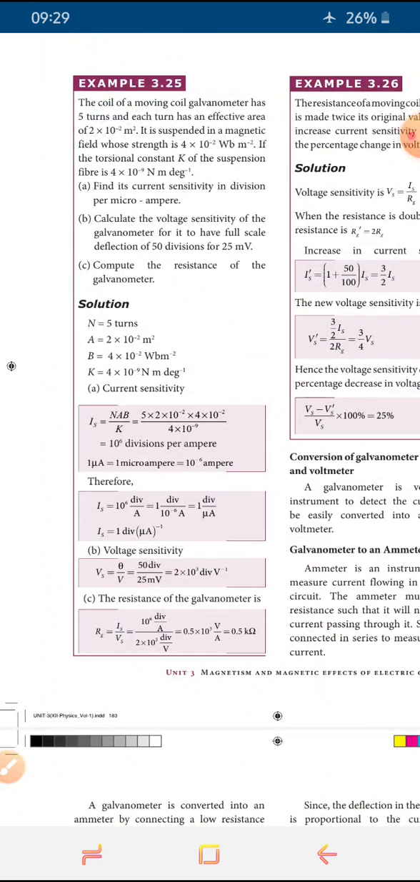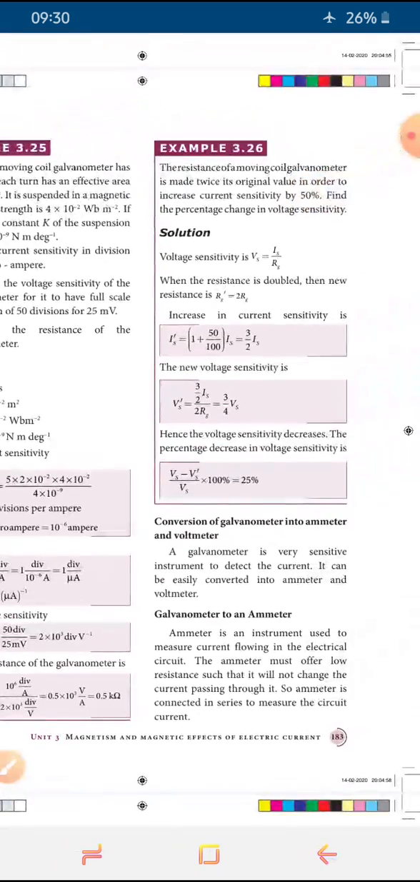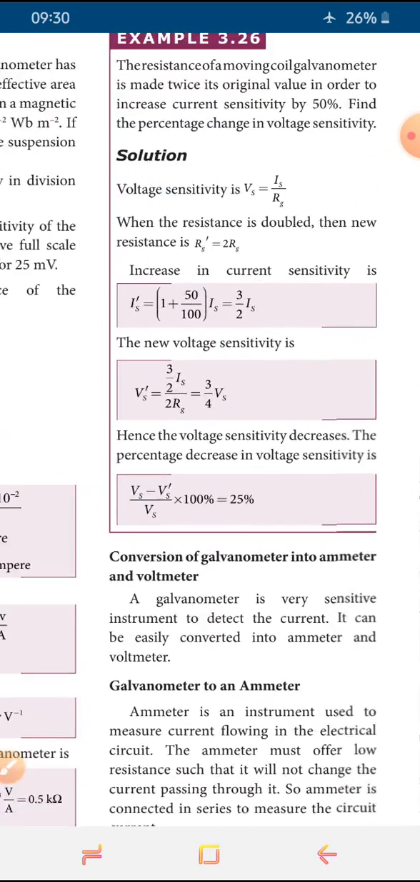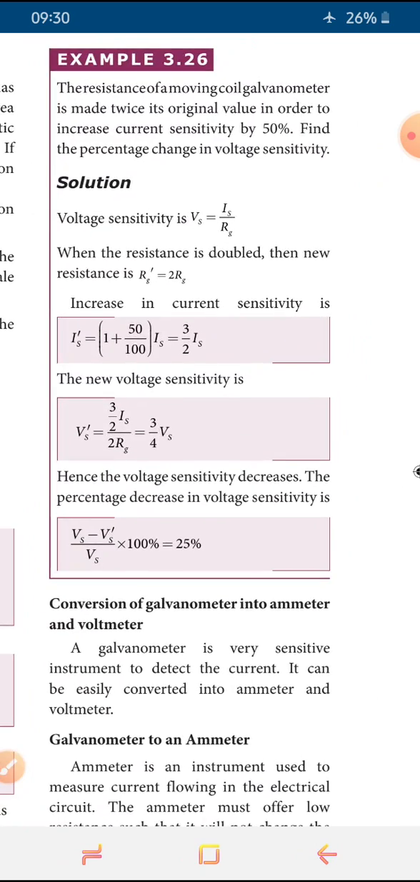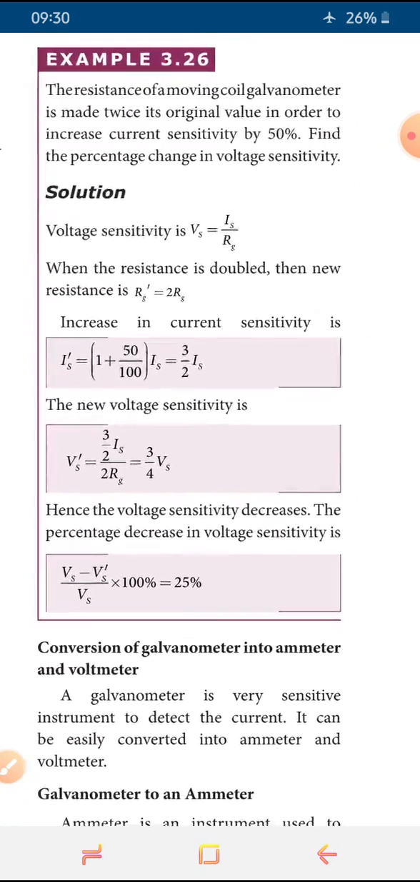Okay, so I hope you have understood this simple derivation. There is nothing in the derivation. If you are thorough with the formula, it is very simple. You can work it out easily and find the answer. If you have any difficulty, we will discuss separately through WhatsApp. Okay. And next is example 3.26.